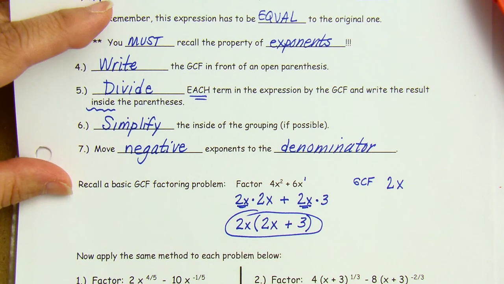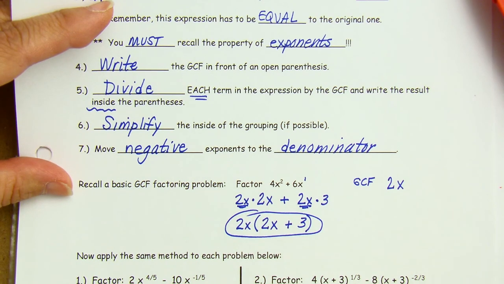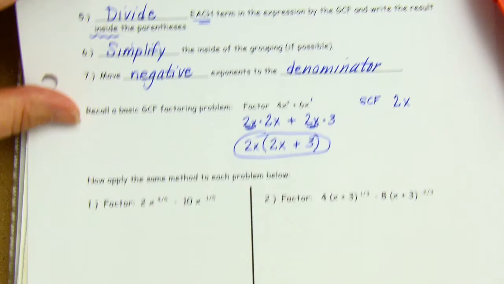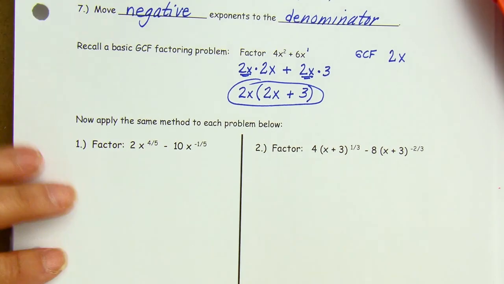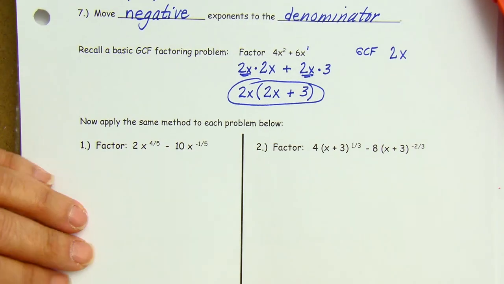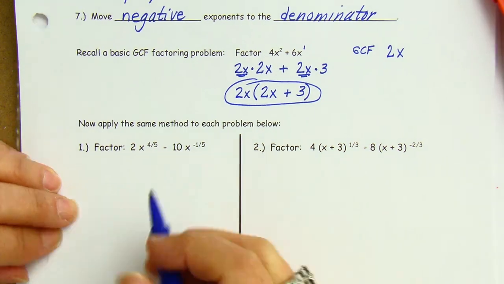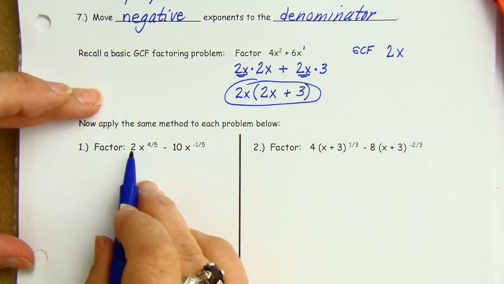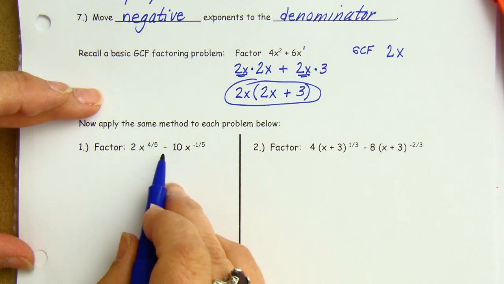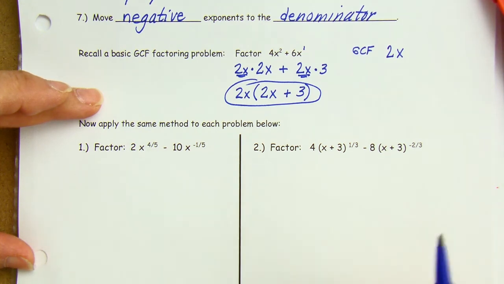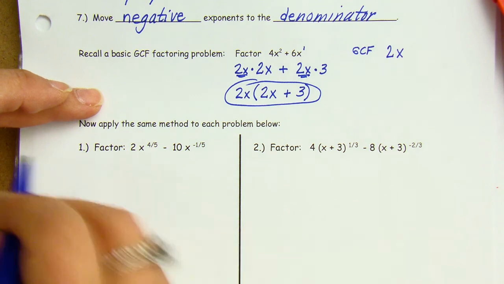All right, 2 more examples. And then I want to show you something that could possibly be a bonus on a test or a quiz. All right, so factor 2x to the 4/5 power, subtract 10x to the negative 1/5 power. I have to identify my GCF.